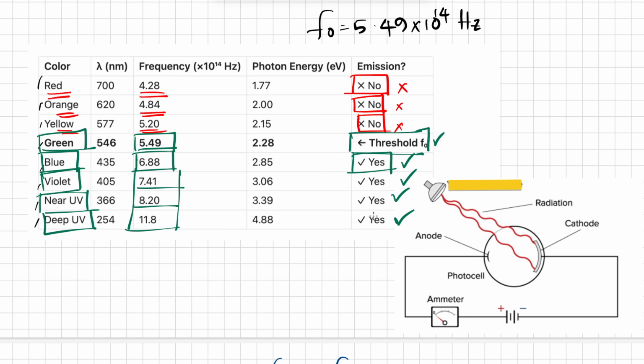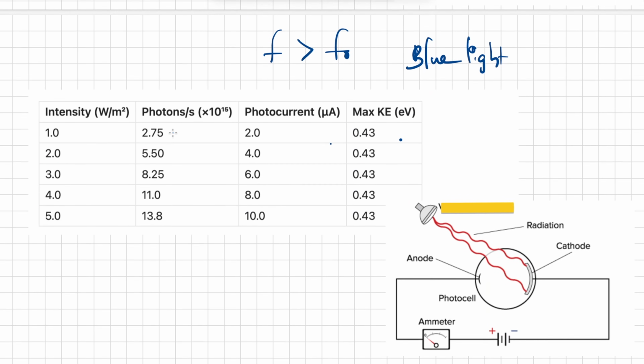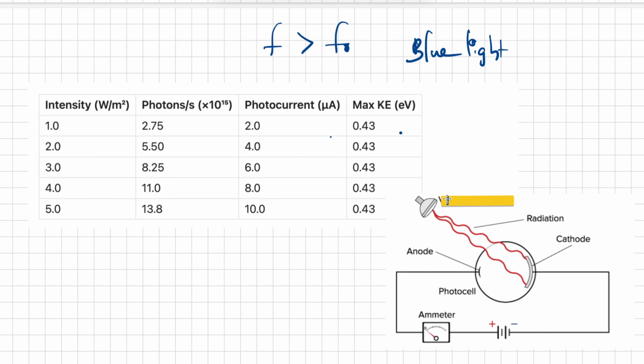When you're using blue light, there is photoelectric emission because its frequency is 6.88 times 10 to the power 14. That is greater than the threshold frequency, which is 5.49 times 10 to the power 14. So we're using blue light. Source is emitting photons. These photons have enough energy to kick the electrons out of the sodium metal. Now let's increase the intensity of this blue light, or let's increase the brightness of this blue light.